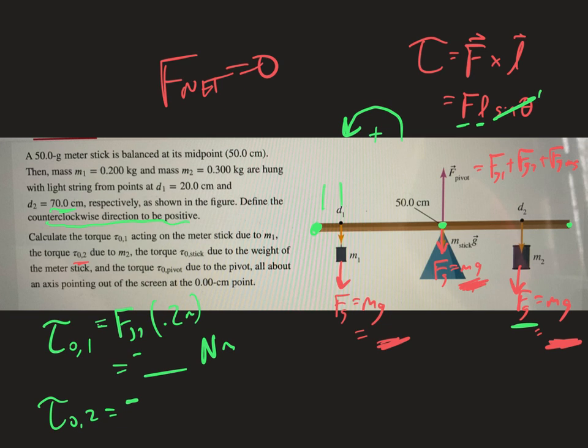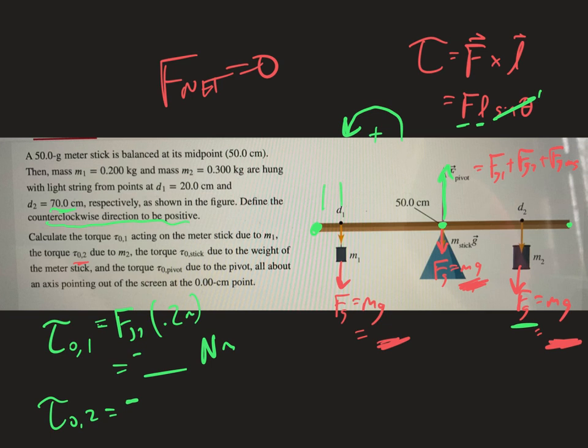You can do the same thing for the force of gravity of the meter stick. It's going to be acting at 50 centimeters. And the pivot point, notice that one is pointing up. And if that was the only force acting on it, it would rotate counterclockwise. So that one's going to be the only positive torque in those first four.